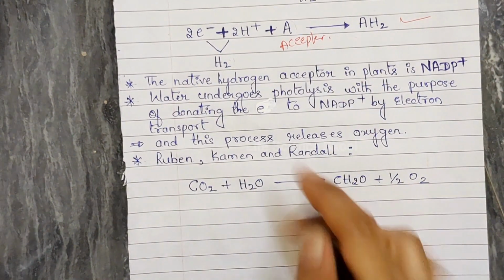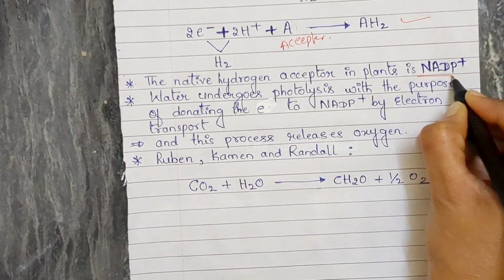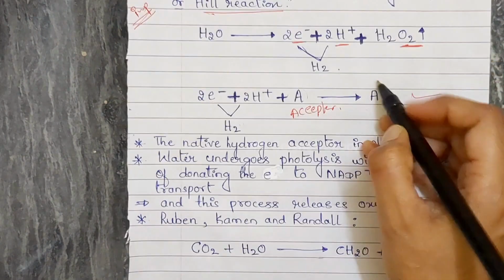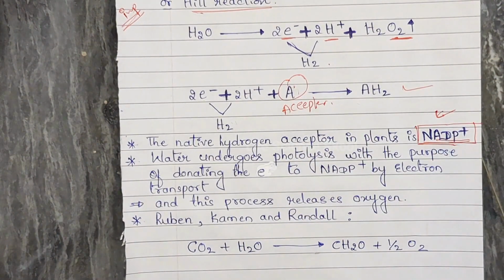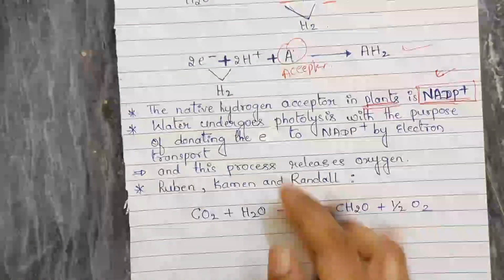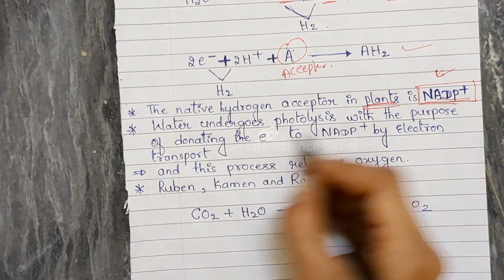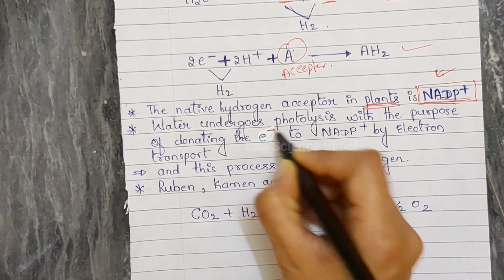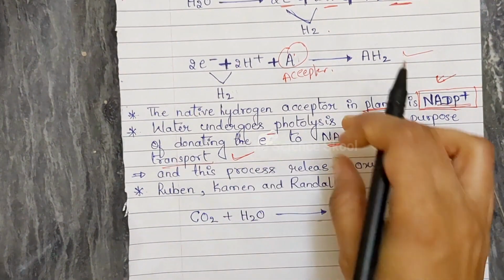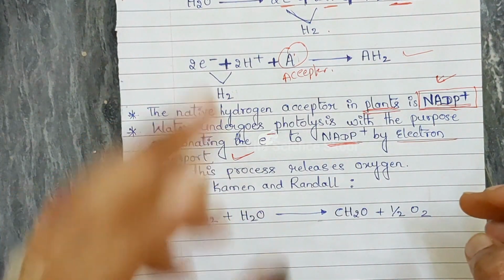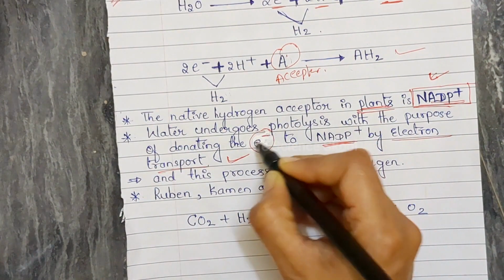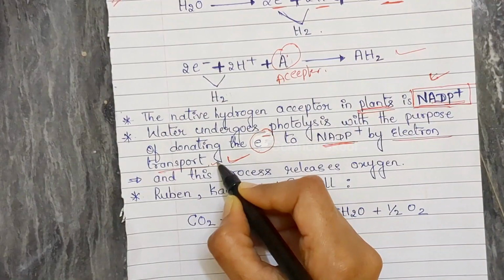Now moving on to the next point. The native hydrogen acceptor in plants is NADP plus. You have to remember this; this point is important. Who is the hydrogen acceptor here? The hydrogen acceptor in plants is NADP plus. Water molecules undergo photolysis for the purpose of donating electrons to NADP plus by electron transport. This is important, you have to remember it. So why does water undergo photolysis? To donate the electrons to NADP plus by electron transport.